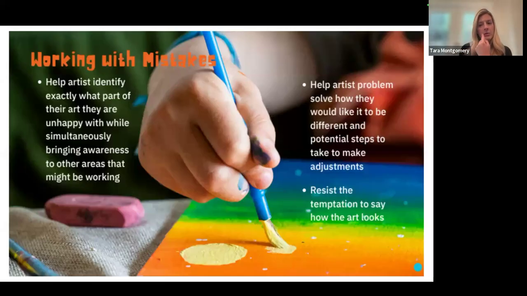And I know this was super hard for me because I teach over 400 students in my school. So I always have students bringing me things: "Miss Montgomery, I made this for you." And I used to say, "Oh, that looks so great." Or there might have even been times when I said, "That's great. That looks awesome. What is it?" So I've learned a lot about resisting the temptation to say how the art looks. You want to focus more on the effort of the art.